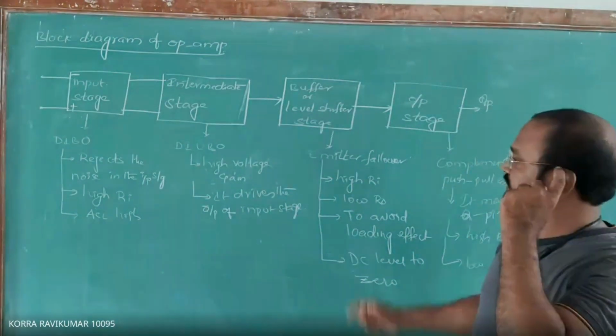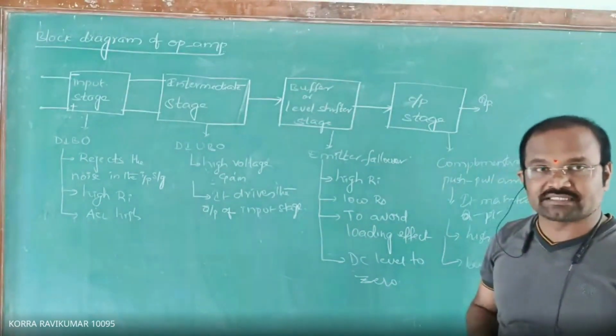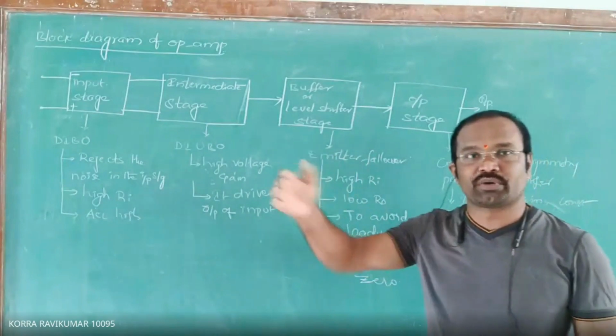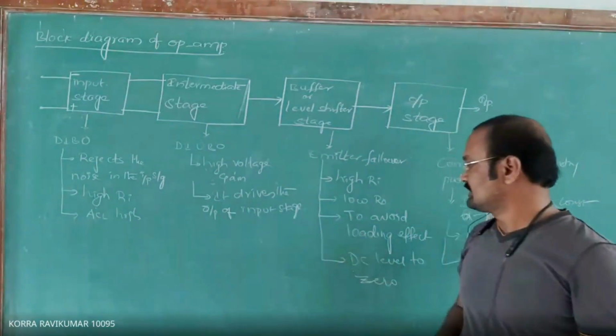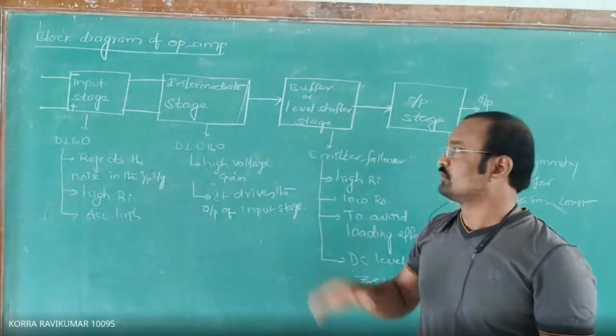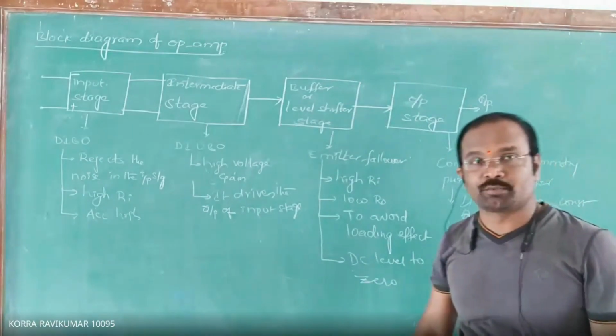And the second purpose is to increase the input impedance, that is the input resistance, and reduce the output resistance, as well as to avoid the loading effect. The output produced by the buffer stage will be applied as an input to the output stage.